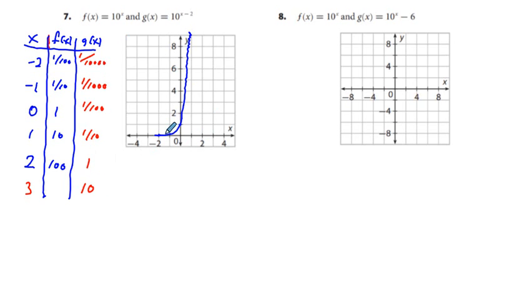So we can put these points in here. So if we put in negative 1, we get 1/10,000th. At 0, we get 1/100th. At 1, we get 1/10th. At 2, we get 1. And at 3, we get 10, like this. So we can sketch this in.